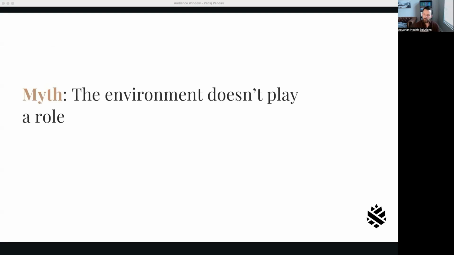Another huge myth with PANS and PANDAS, and quite frankly, every autoimmune condition, is the environment doesn't play a role. And that's just simply not true.